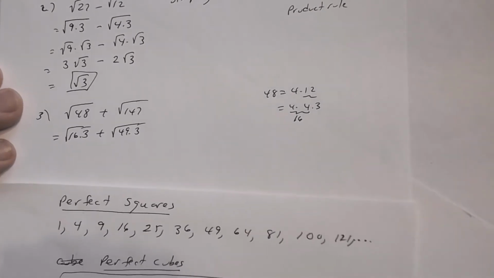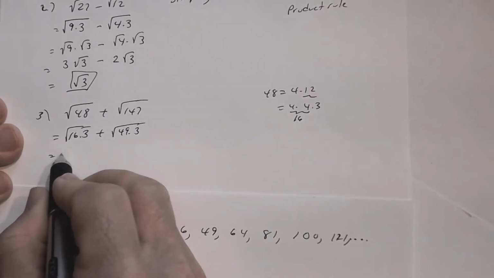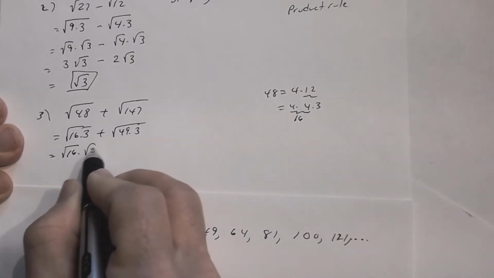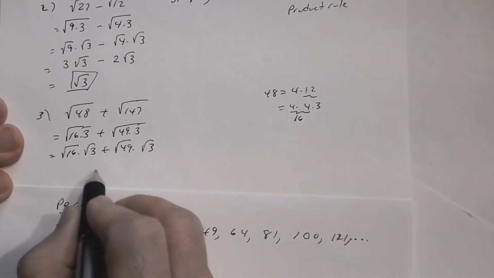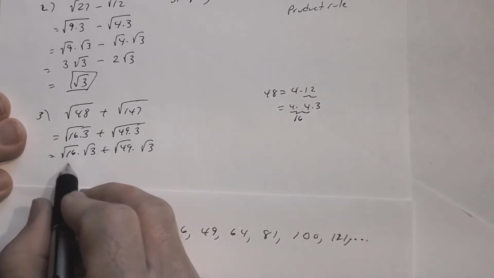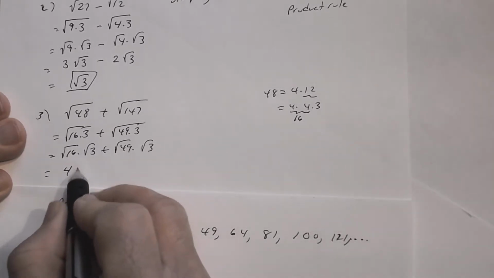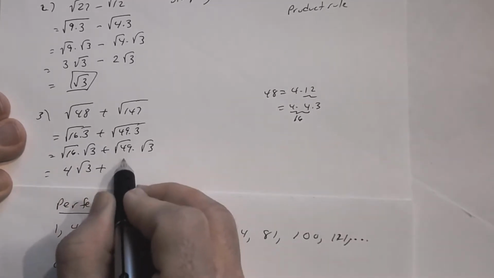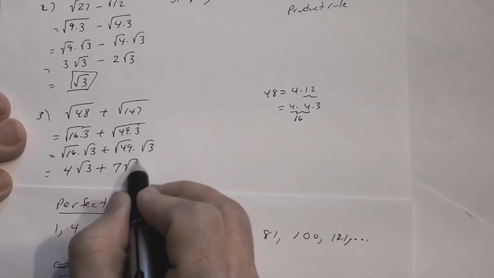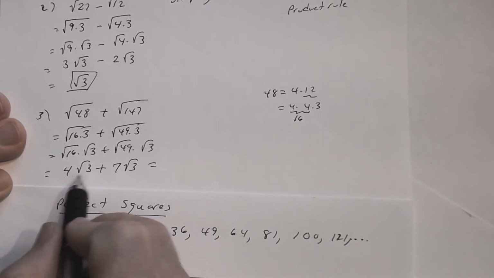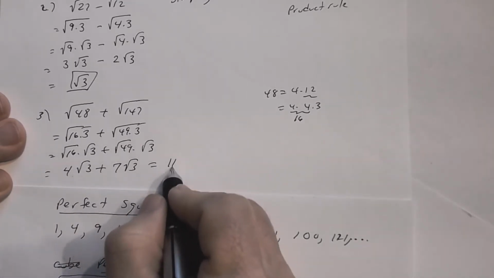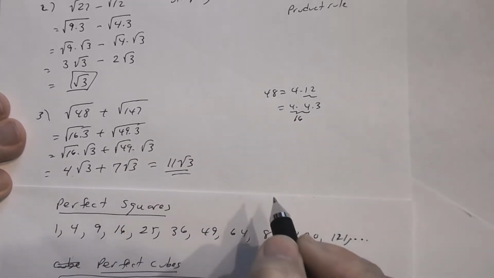And so the product rule says that I'm going to rewrite this as the square root of 16 times the square root of 3 plus the square root of 49 times the square root of 3. And so the square root of 16 is a perfect square, so the square root of 16 is 4. So you have 4 square root of 3 plus, and then the square root of 49 is 7 square root of 3. And now I can combine those. So when I combine those, 4 plus 7 is 11, so I get 11 square root of 3. And so that's your answer.